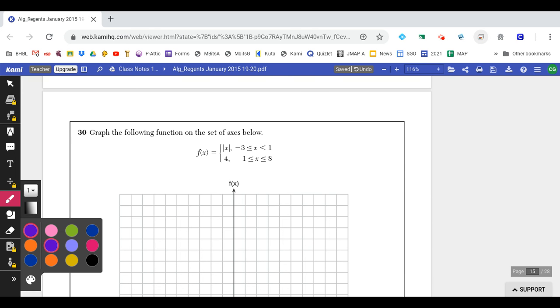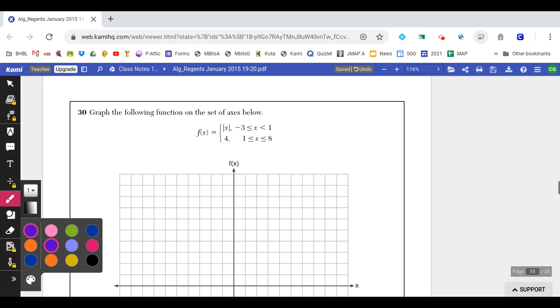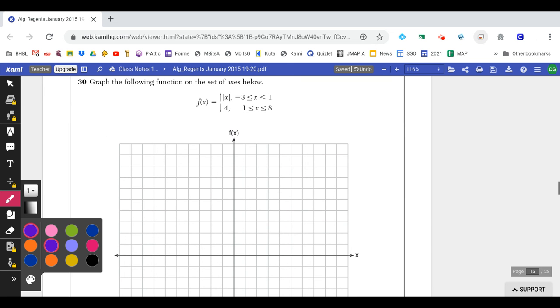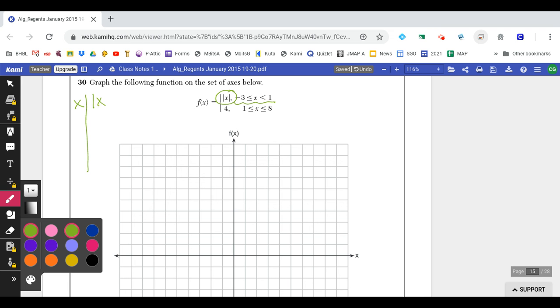Question 30. Graph the following functions on the set of axes below. So we have two functions that we have to graph here. The first one we have is our absolute value graph. And remember, they give us the domain that we need to use. So if I put in -3, -2, -1, 0, and 1, it tells me here that I have a closed circle. It tells me here that I have an open circle.